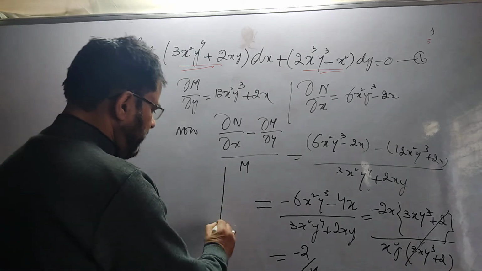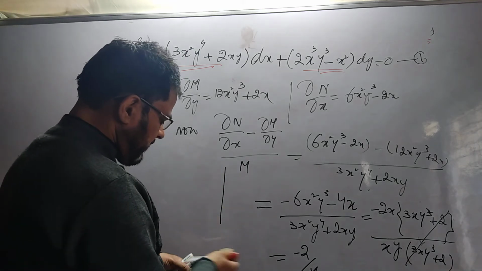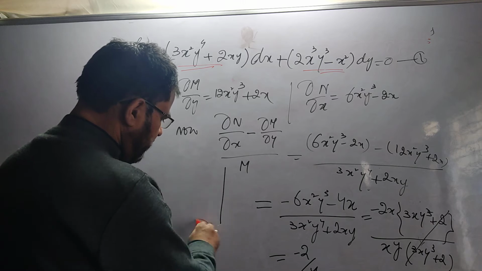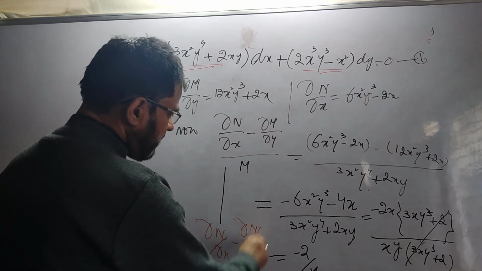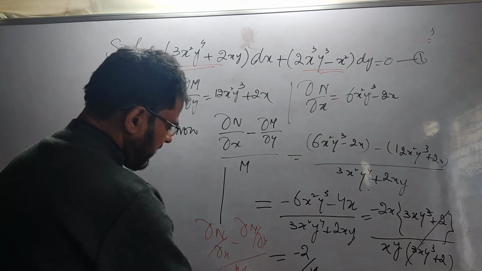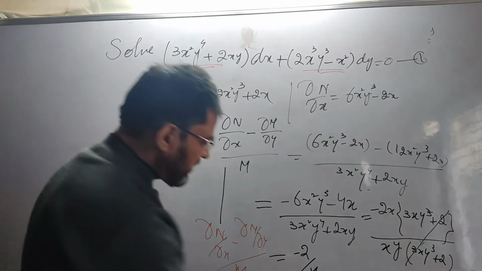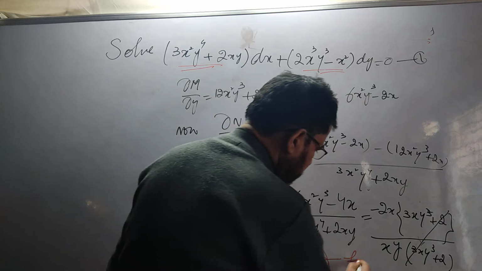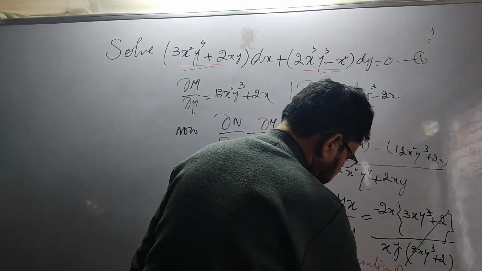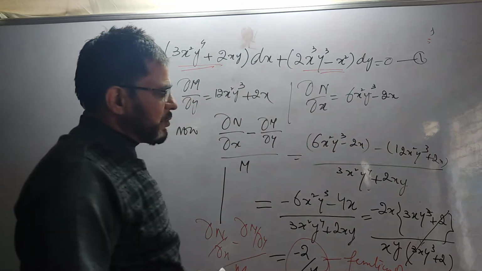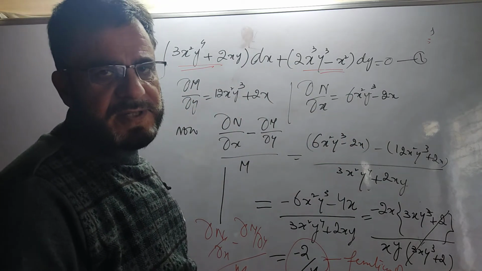So this fraction, partial of N with respect to x minus partial of M with respect to y, by M, is minus 2 by y. What is this now? It is a function of y alone. So rule number 4 is satisfied in this question.